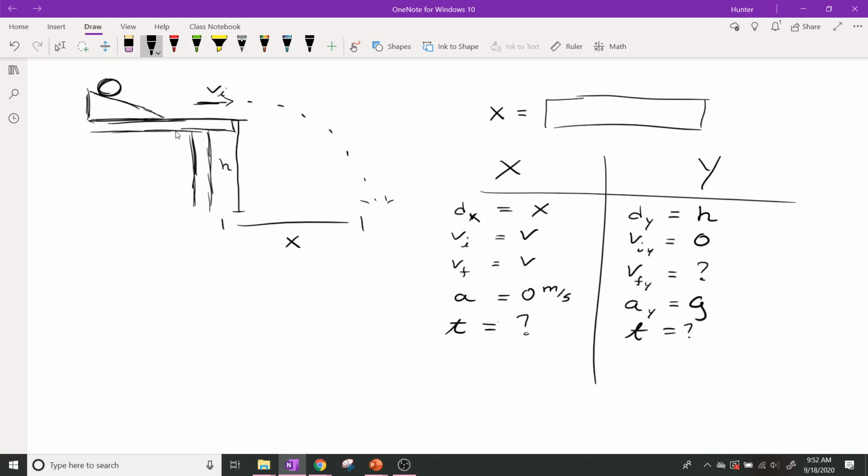We're trying to find the horizontal distance that it traveled, which means we do need the time. So the time's got to be an expression because velocity is distance over time. So we're going to have to solve for the time. It means we need to look at the y direction first.